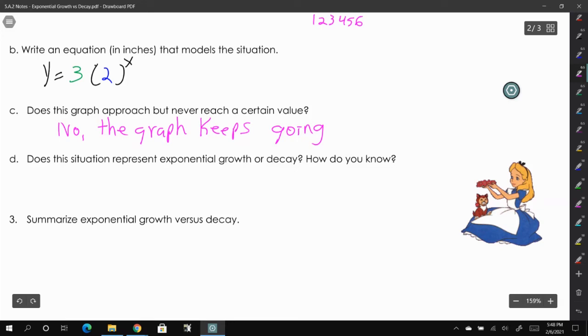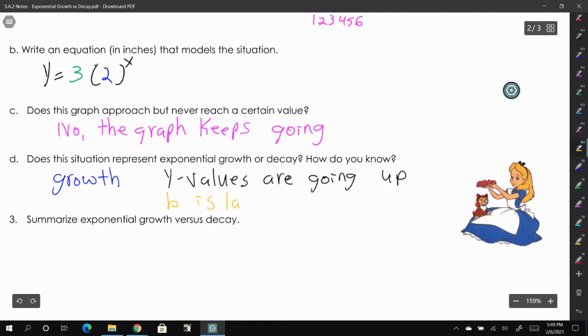Does the situation represent exponential growth or decay? This is growth. And you know this because the y values are going up, and b is larger than 1.